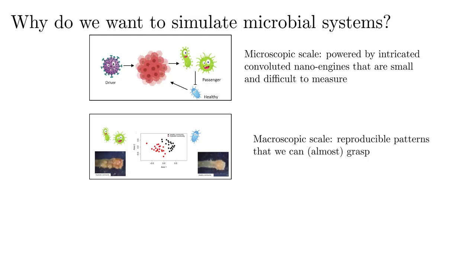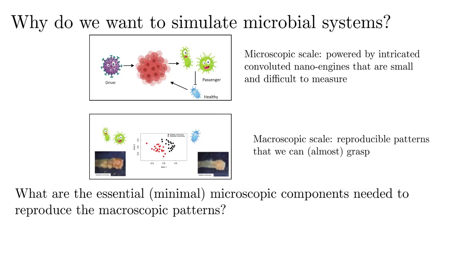And you want to know which components of the microscopic scale are important to explain these macroscopic patterns. For sure you cannot get all of them. So that's the basic question: what are the essential or minimal microscopic components that you need to reproduce the macroscopic patterns?